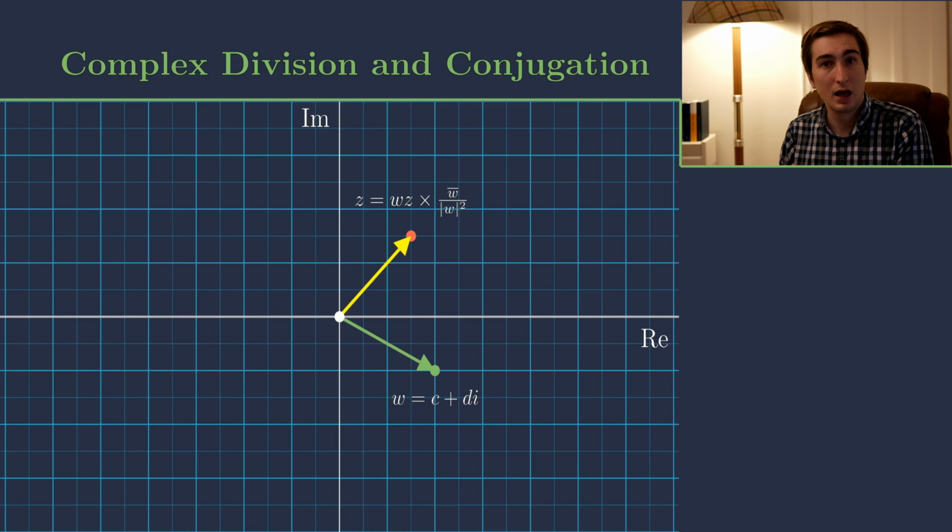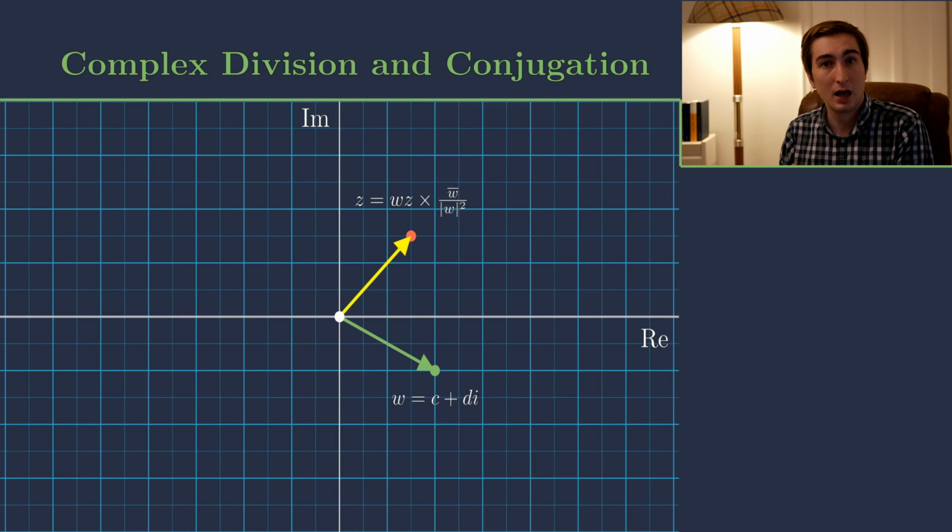The way we're going to start is by first looking at what w times z is. We know how to do that. We take this red vector z, rotate it by the argument of w, which in this case is negative, so we rotate it clockwise, and then we stretch it by the modulus of w. That gives us this point here, which we write as w times z. We describe it by this yellow dot, and this yellow vector is w times z.